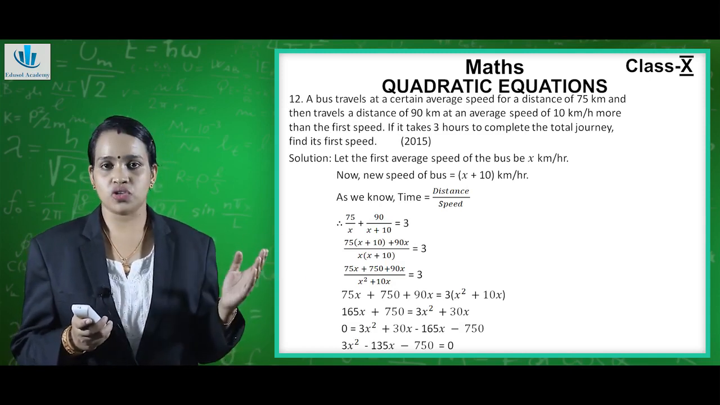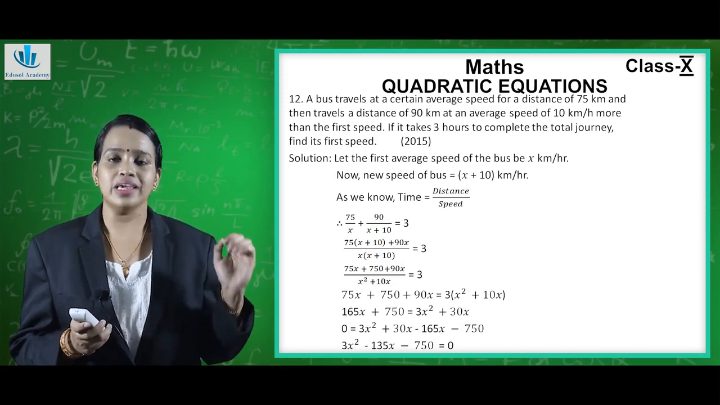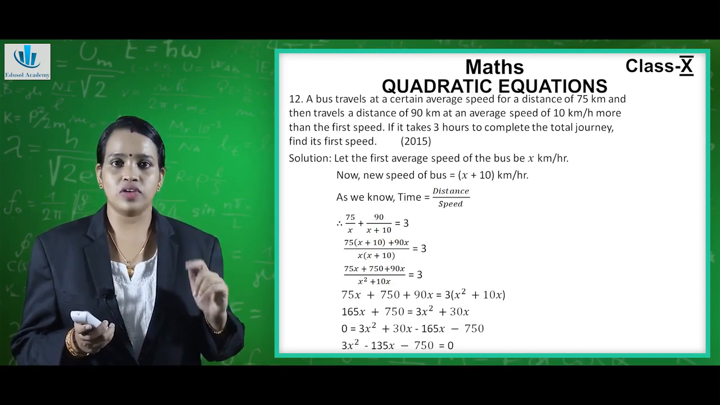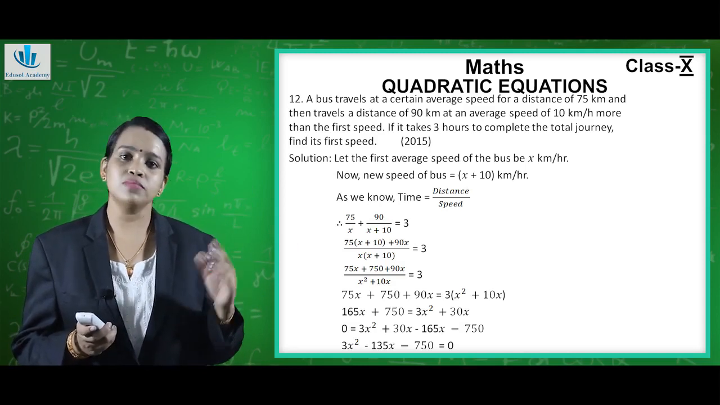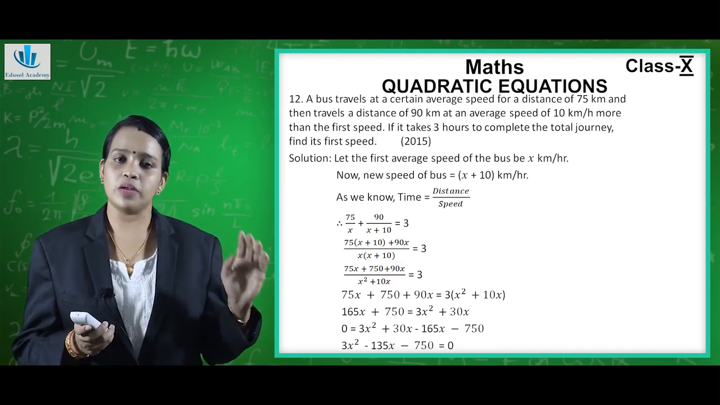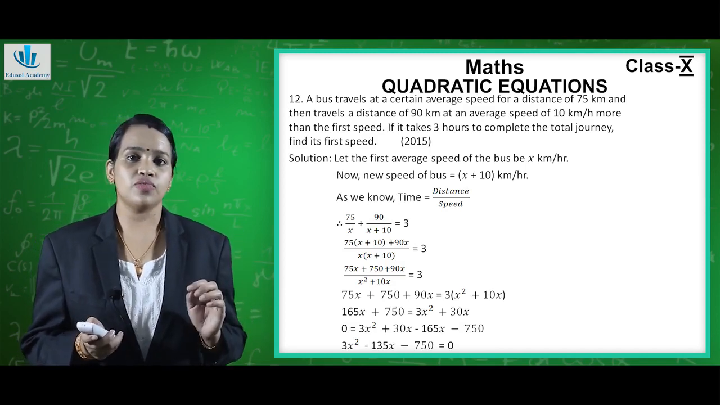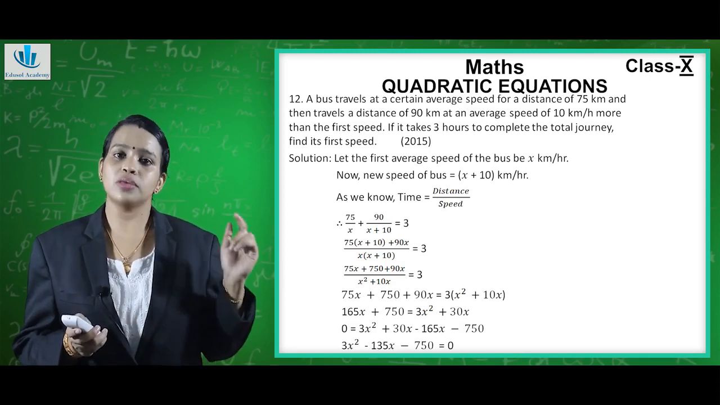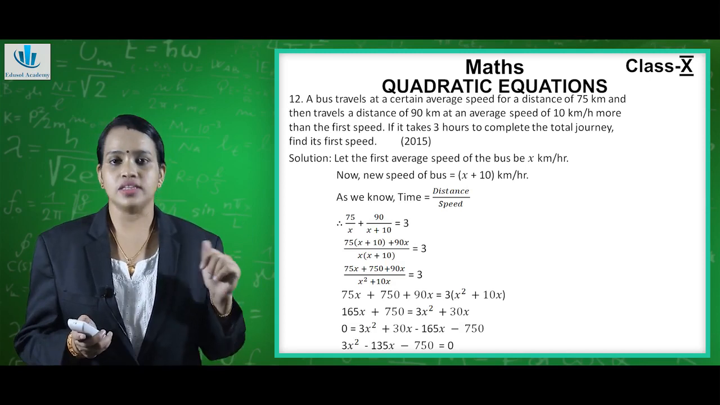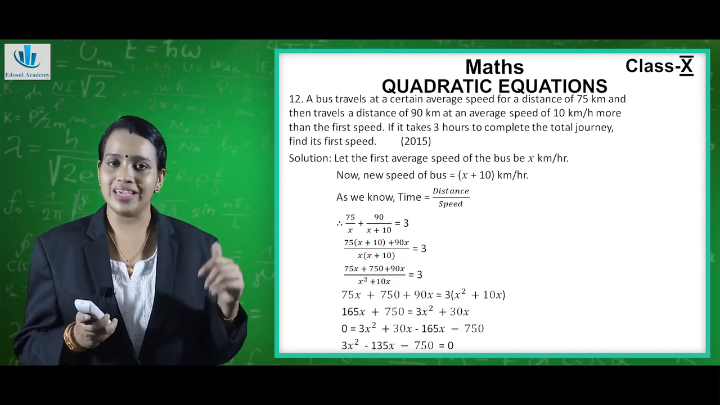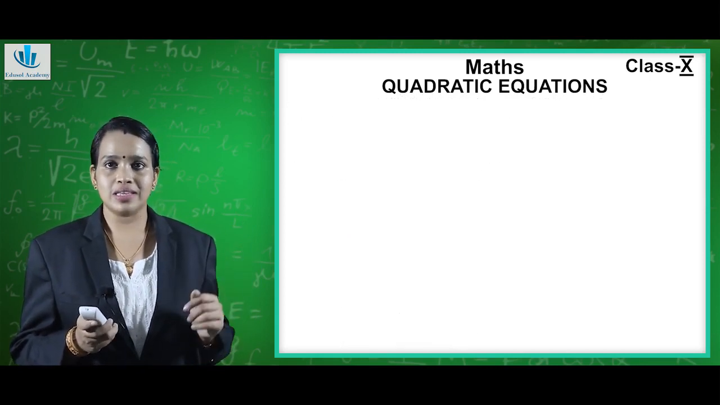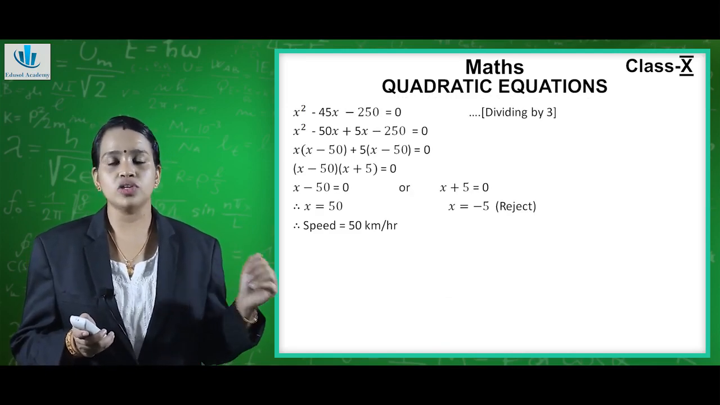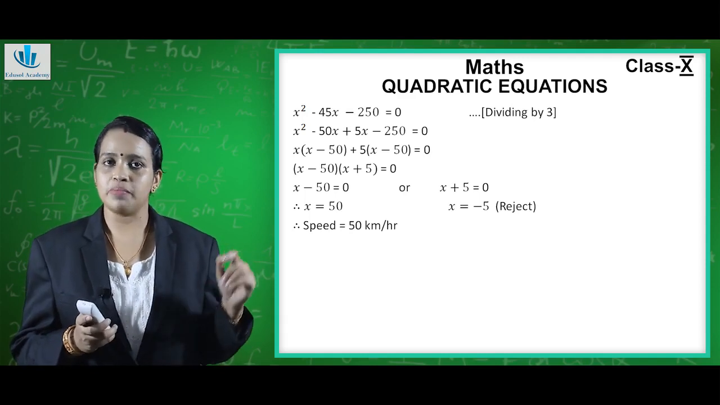Now we will solve it. We will take all the terms on one side. So 0 equal to 3x raised to 2 plus 30x minus 165x, and minus 750. So therefore we can say that 3x raised to 2 minus 135x minus 750 equal to 0. So we can say that x raised to 2 minus 45x minus 250 equal to 0. How did we get it? We got it by dividing by 3.